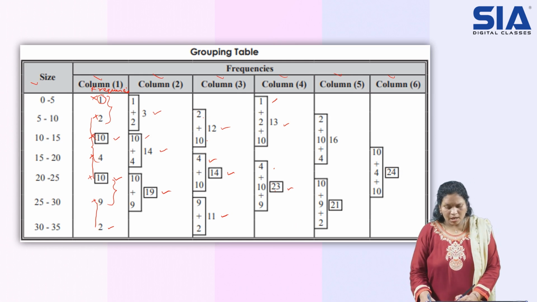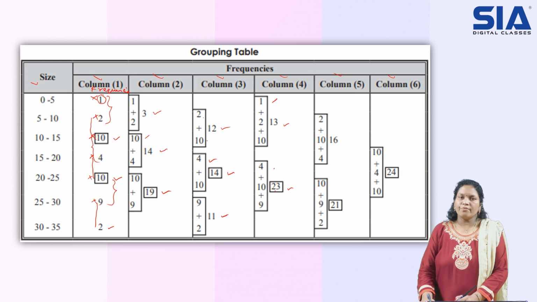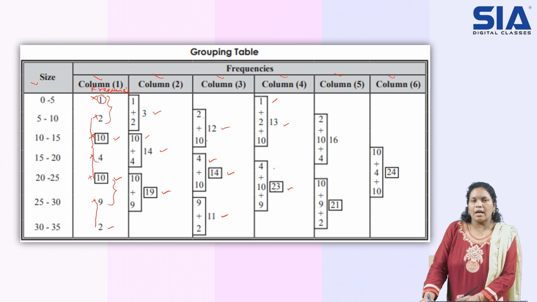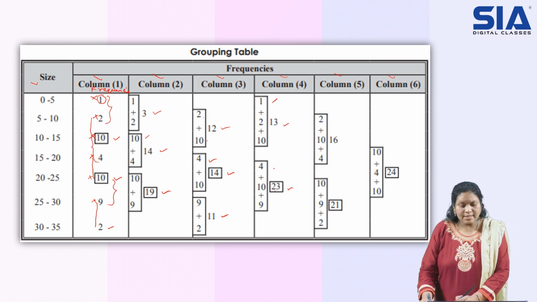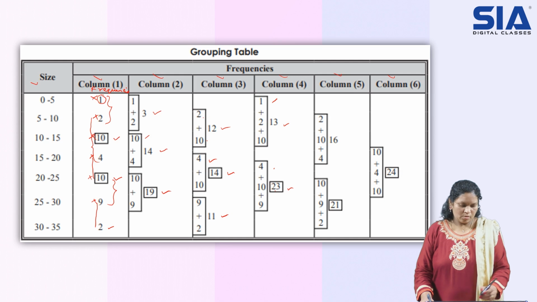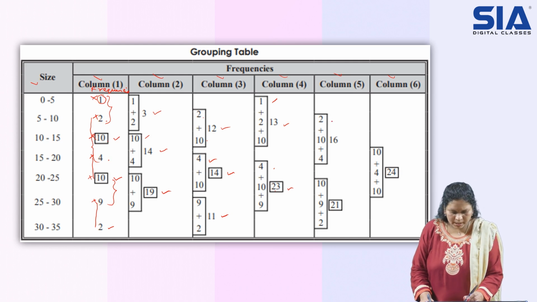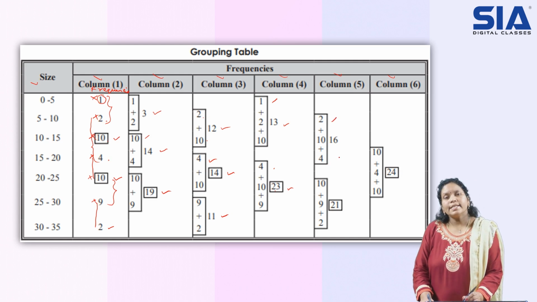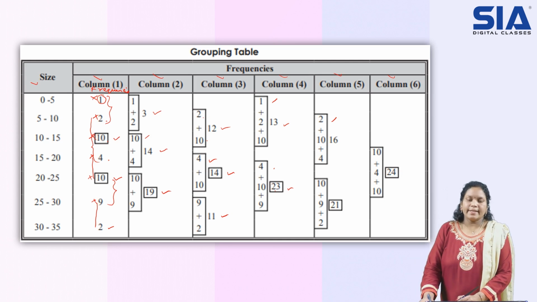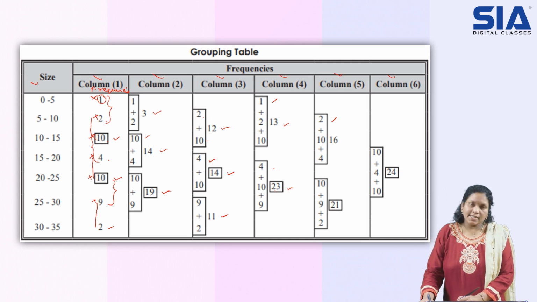Now let us go for column 5. So the column 5 rule is again adding 3 values, but the rule is leaving the first value. So leave the first value, that is 1, you have to omit it. Go for the next 3 values, that is 2 plus 10 plus 4. So 2 plus 10 plus 4 goes to 16. So that is how we get column 5, adding 3 values but leaving the first value.